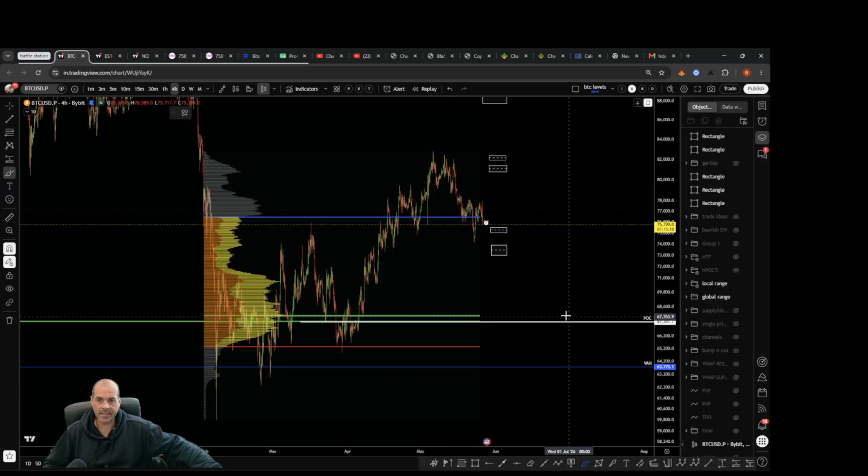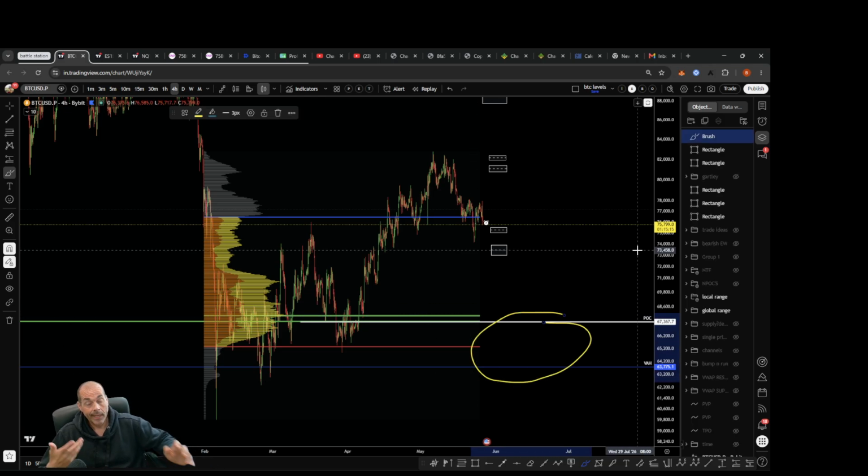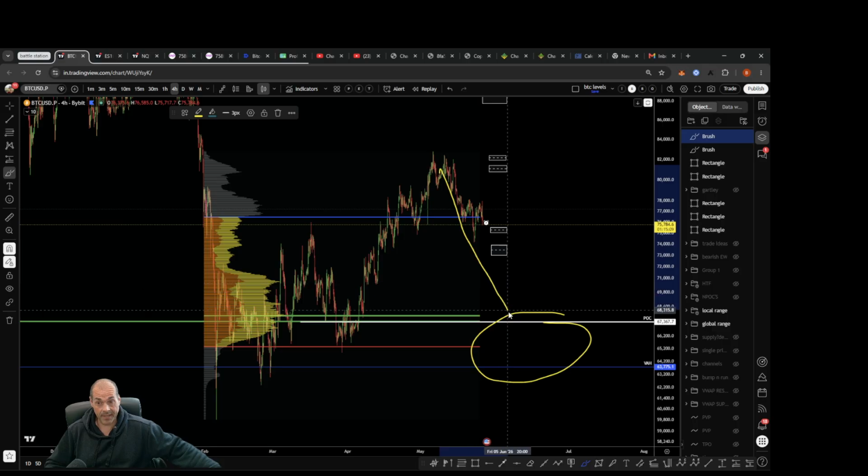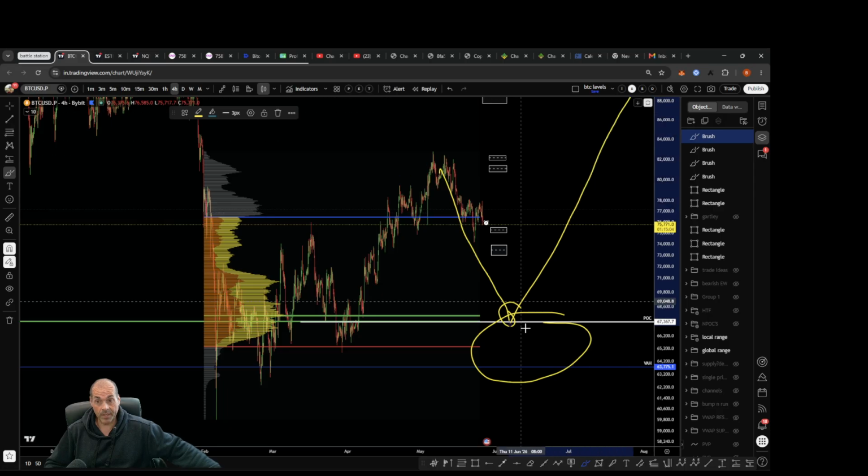If we need to come back down here, I mean, I don't know. I wouldn't want to spend any time down there. I'll tell you that. If we came back down here, I would really want to see people get trapped and then continue up. I will remain in my longs. I will remain in my spot.